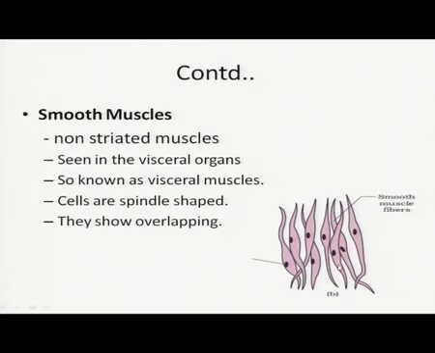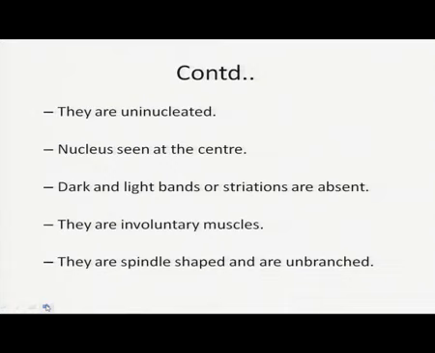Now, coming to smooth muscles, they are elongated and spindle shaped. They show overlapping. Here you can see they do not have any stripes or striations, dark and light bands absent. Nucleus is seen at the center of the cell and only one nucleus. So, they are uninucleated, and they are mainly seen in the visceral organs or internal organs, and hence they are known as visceral tissue. Cells are spindle in shape. They are involuntary muscles because they will not act according to our will and wish. We can't regulate their action. They are totally unbranched and they show overlapping.